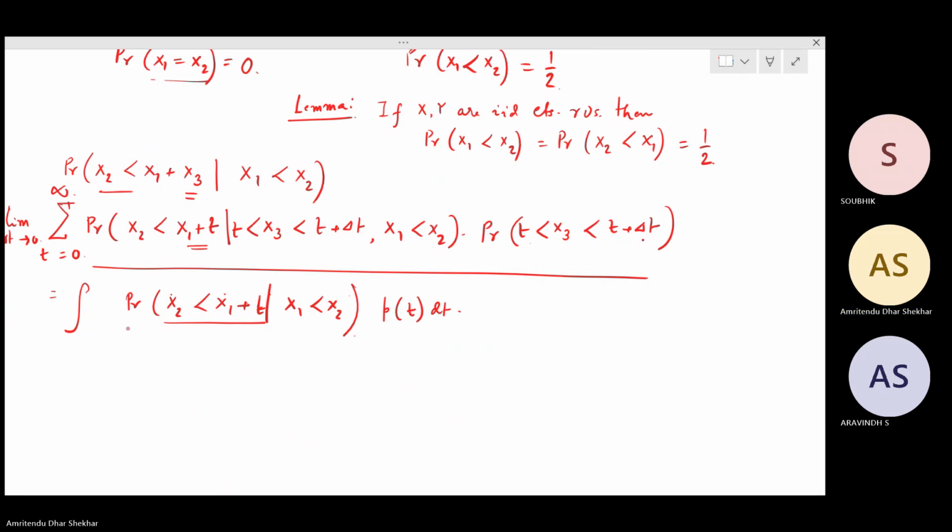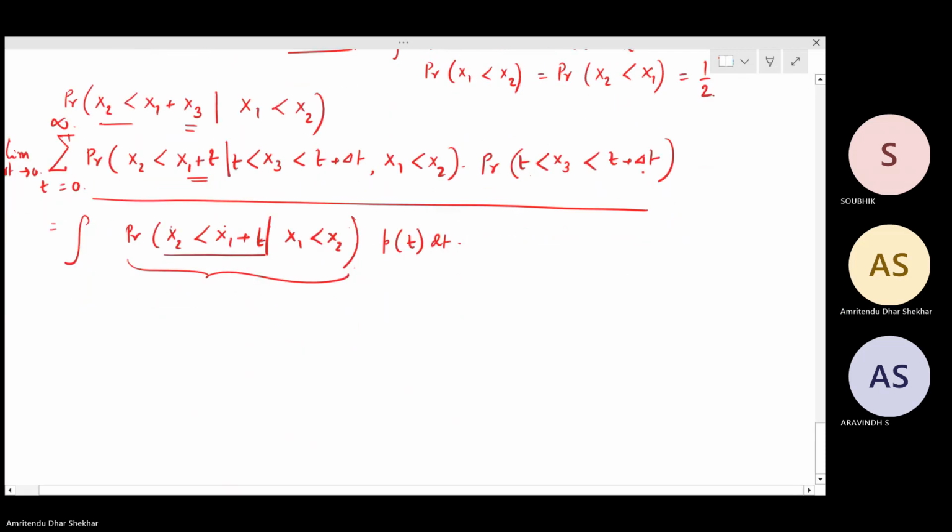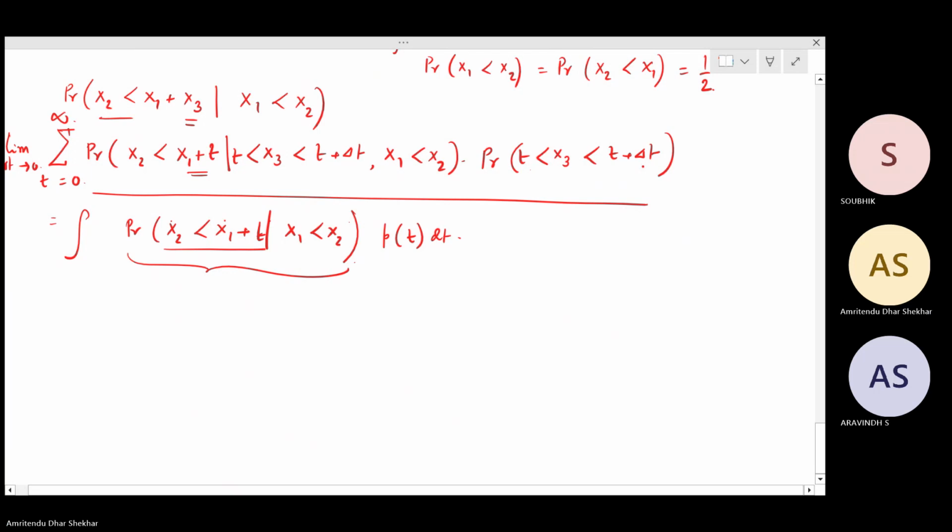Okay. So this is the thing I need to compute. Probability of x2 less than x1 plus t, given that x1 is smaller than x2. So now this is what we are interested to compute. Probability of x2 being smaller than x1 plus t, given that x2 is greater than x1.